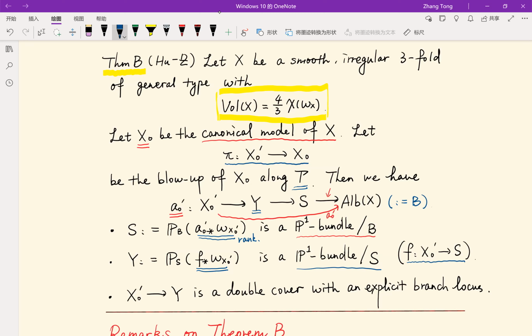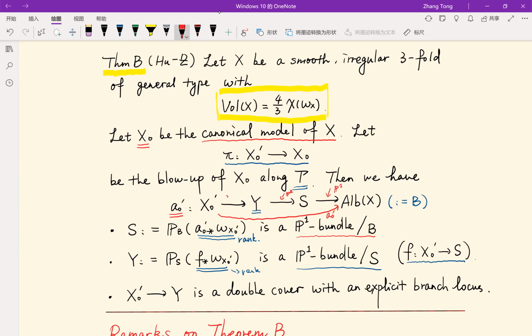And in fact, this fibration is a genus 2 fibration. And you can prove that this is also rank 2. And in fact, it is locally free, and this is not so easy to prove. Okay, and finally, so this is a P1 bundle.